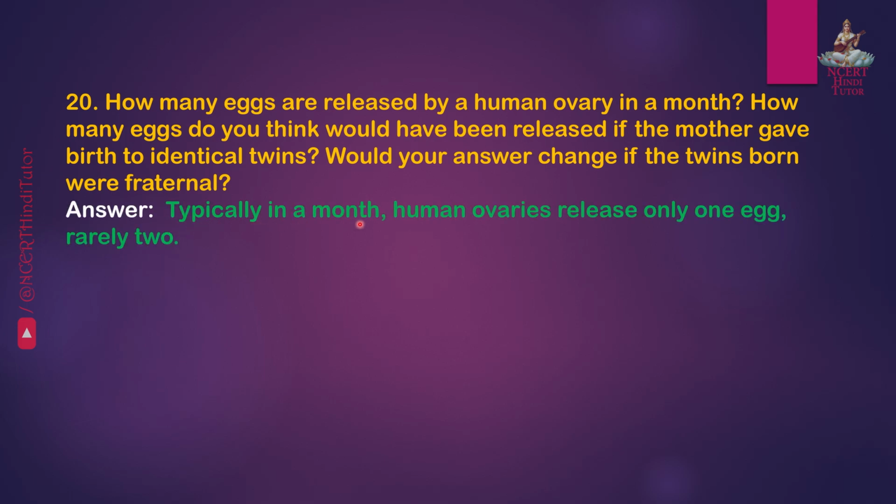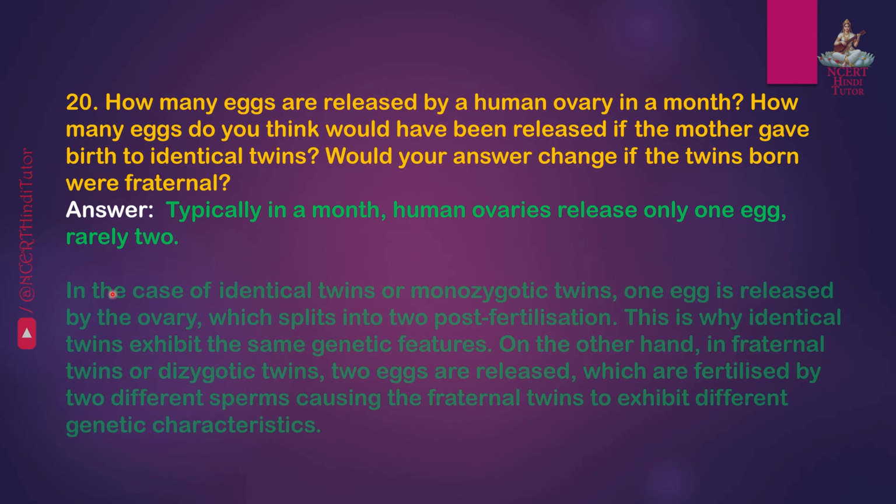Answer. Typically in a month, human ovaries release only one egg, rarely two. In the case of identical twins or monozygotic twins, one egg is released by the ovary, which splits into two post-fertilization. This is why identical twins exhibit the same genetic features. On the other hand, in fraternal twins or dizygotic twins, two eggs are released, which are fertilized by two different sperms, causing the fraternal twins to exhibit different genetic characteristics.